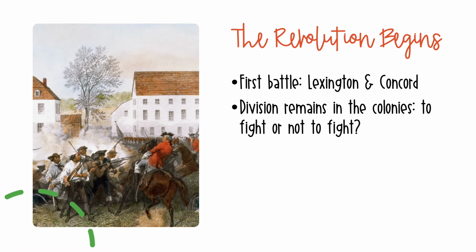We learned last time that the first battle of the Revolutionary War took place in Massachusetts and was named the Battle of Lexington and Concord. After the first shots of the Revolution rang out, there was no going back. And while most of the colonists were ready for war, there was still some division among them because there were colonists who still felt loyal to the king and wanted to remain a part of Great Britain.